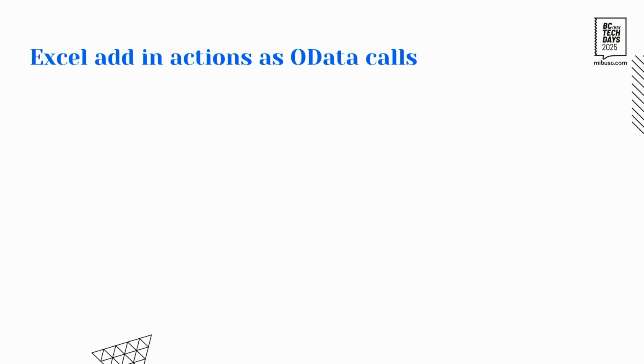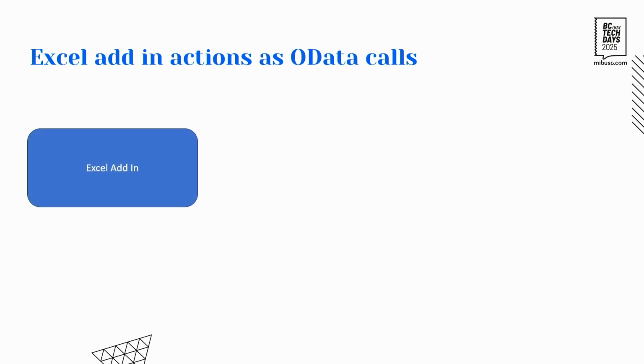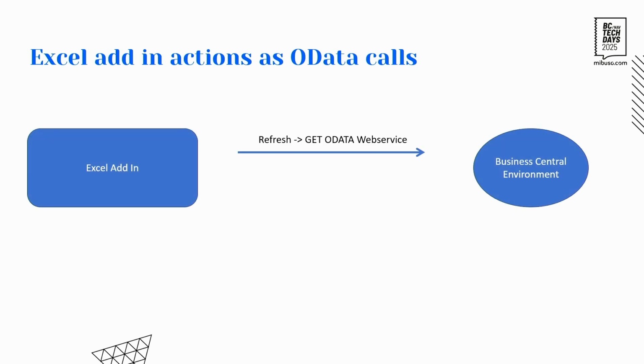Now, what happens when the Excel add-in is doing stuff on the UI? When you have an Excel add-in and you are clicking a refresh button, it actually makes a get call to the Business Central environment to retrieve the data. And when you're doing a publish, it makes a post call, right? And that post call is actually a batch call, which can do updates, deletes, etc.